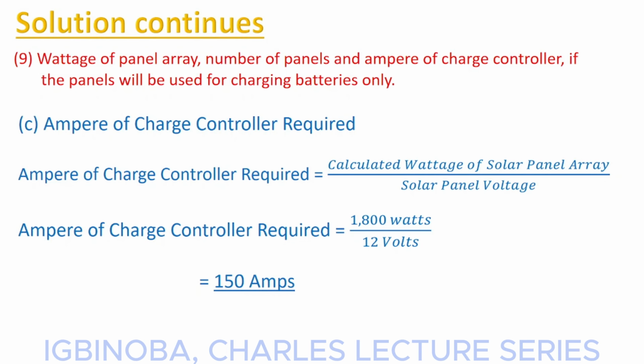So if you are going to install this system, the minimum ampere rating of the charge controller you can buy should be a little above 150 amps, because you need to consider some losses, and in case there is any form of expansion, the charge controller will be able to tolerate it. And the charge controller input voltage must be 12 volt.